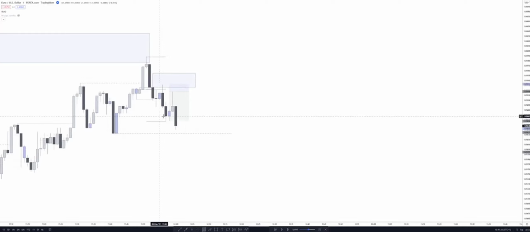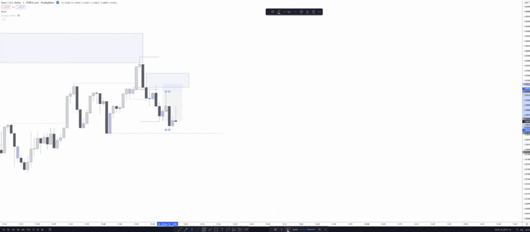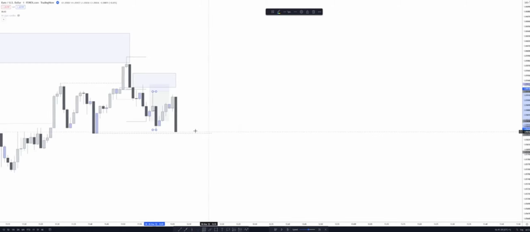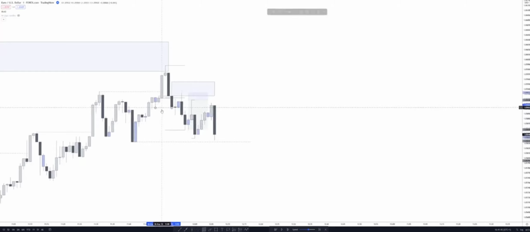Sure. So what we're looking for after that to be able to take continuations is a re-establishment of order flow. And now obviously we've had another break right here. So let's see what happens then. Okay, so we have actually re-established order flow here within this substructure.